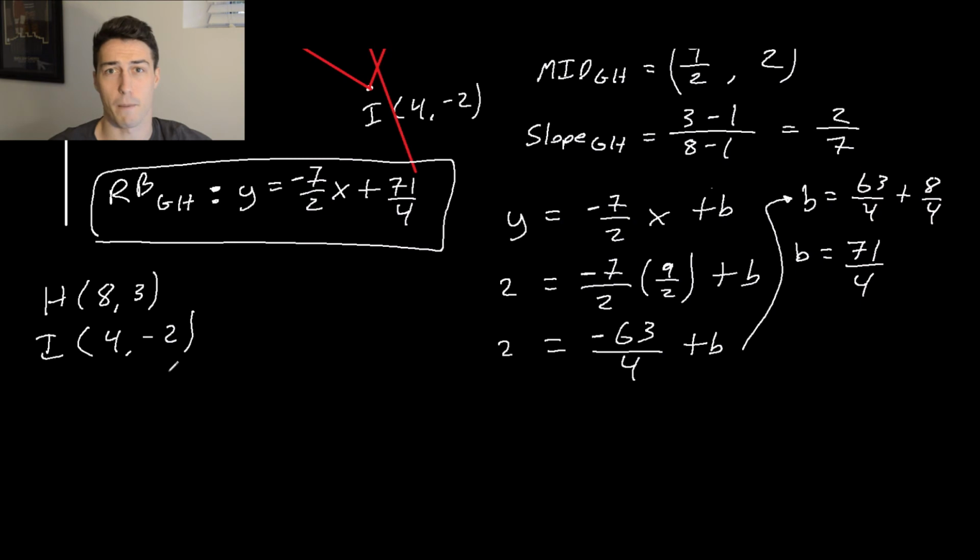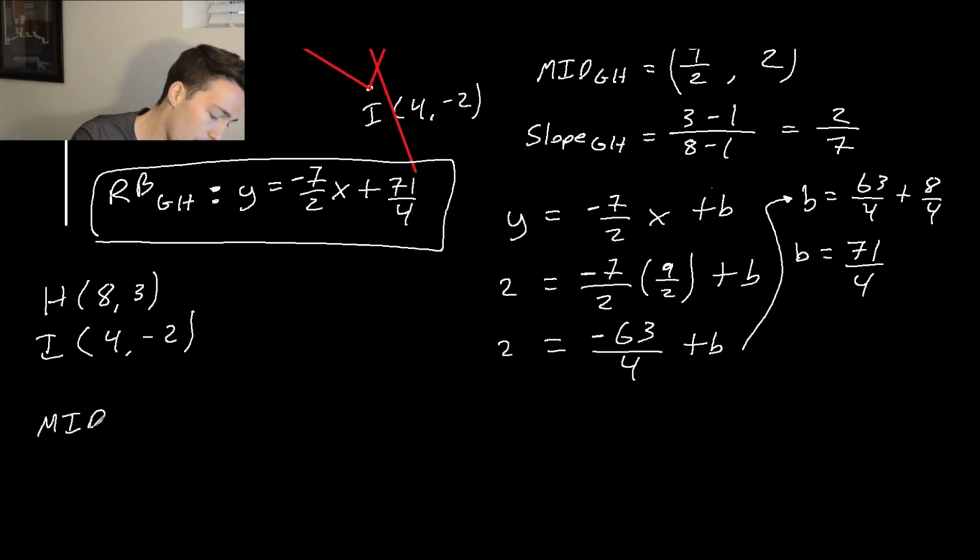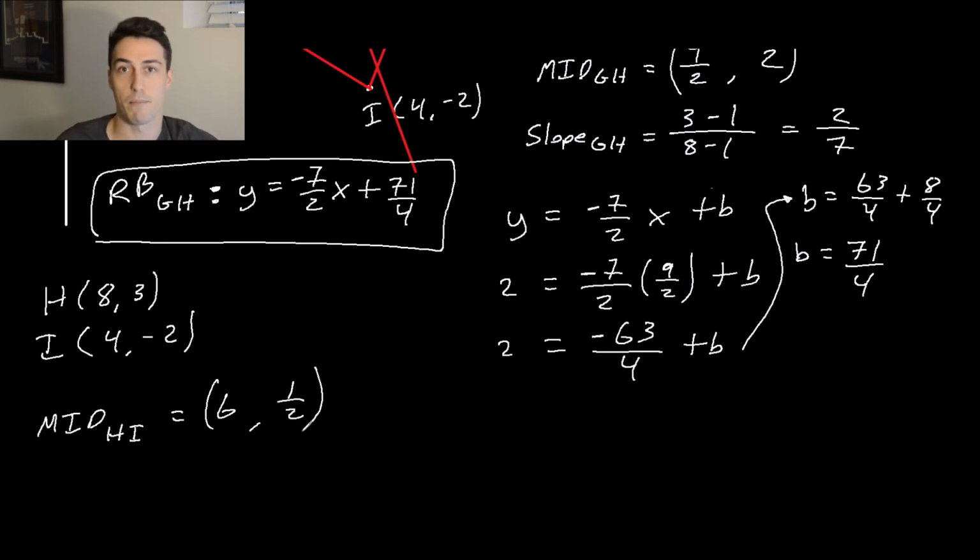So first we're going to find our midpoint of this line. Our midpoint of HI will equal, well, it's going to be 8 plus 4, which is 12, divided by 2. That's 6. And then it's going to be comma 3 plus negative 2. That's 1. Divided by 2 is 1/2. So that's our midpoint right there.